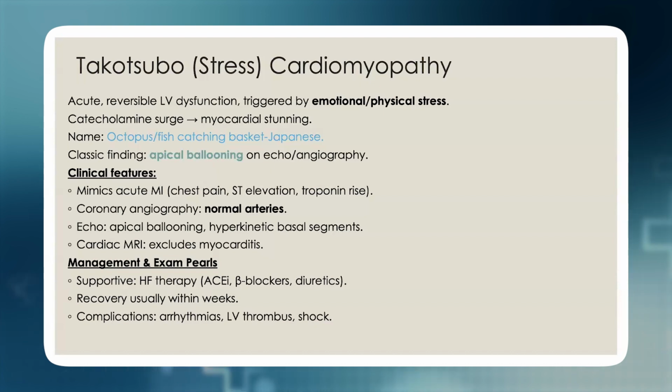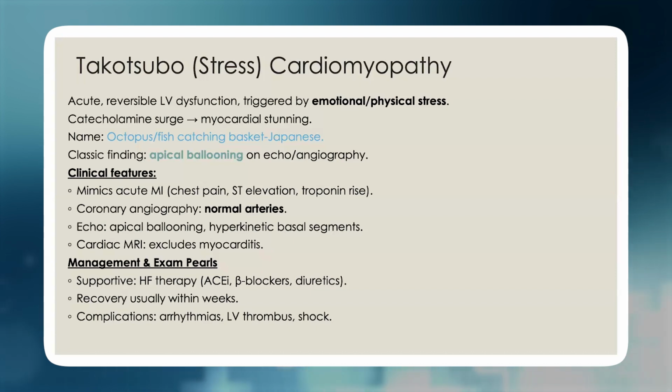The name is derived from octopus or fish catching basket. It's a Japanese word. Classical finding is apical ballooning that is seen in echo as well as in angiography. If we do an LV angiography, we can see it. Clinical features: it mimics acute MI. There is mostly chest pain. It's not like cardiomyopathy, which presents as breathlessness. It presents as MI. Chest pain, ST elevation, troponin rise.